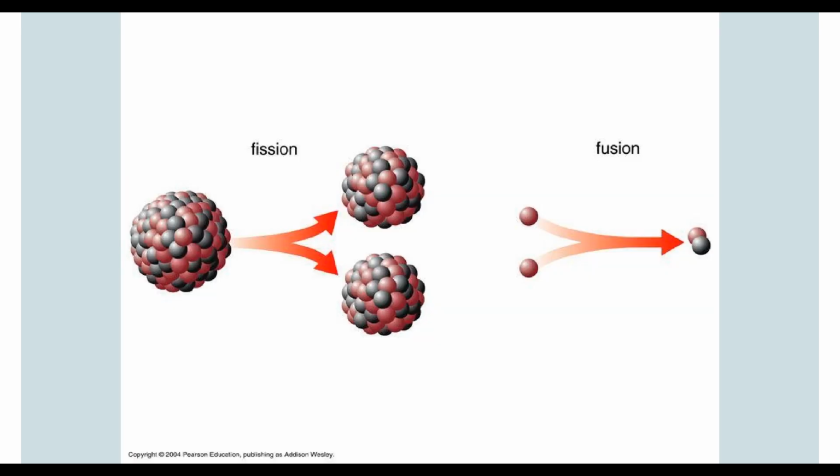So a nice little graphic here that I can show you is we have fission, which is a larger particle splitting into two smaller particles, or we have fusion, two small particles fusing into one larger particle. Remember, fusion requires a lot more energy and produces a lot more if it's done in the way of a hydrogen bomb.